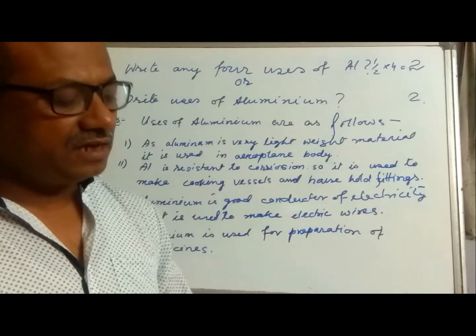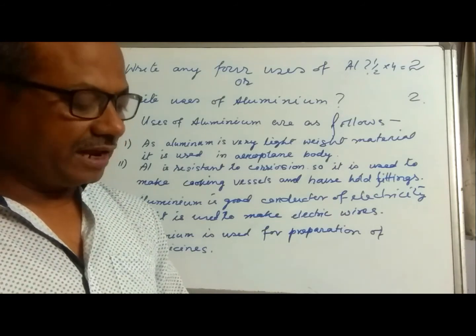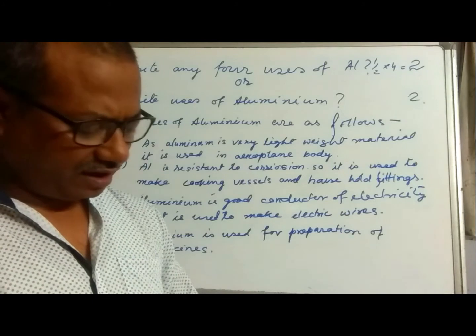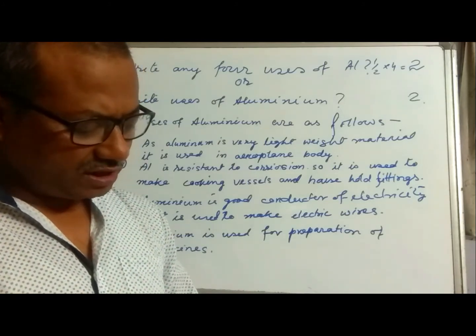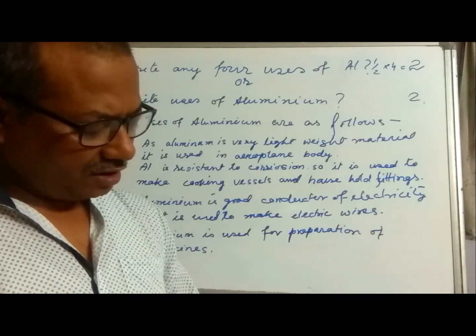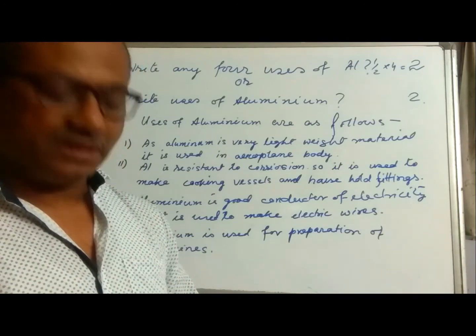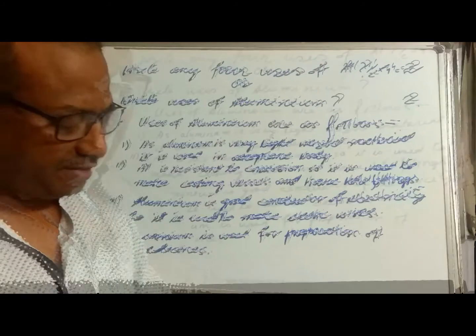Next are silicon, phosphorus, sulfur and chlorine. Write them down in your copy. The last one is chlorine. I want to read this one because it is also important. Chlorine is used in bleaching and purification of water, in addition to other uses. So this is the most important use of chlorine.